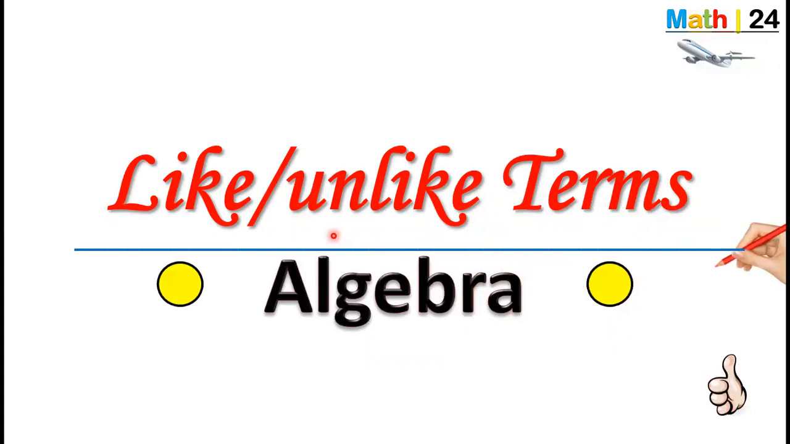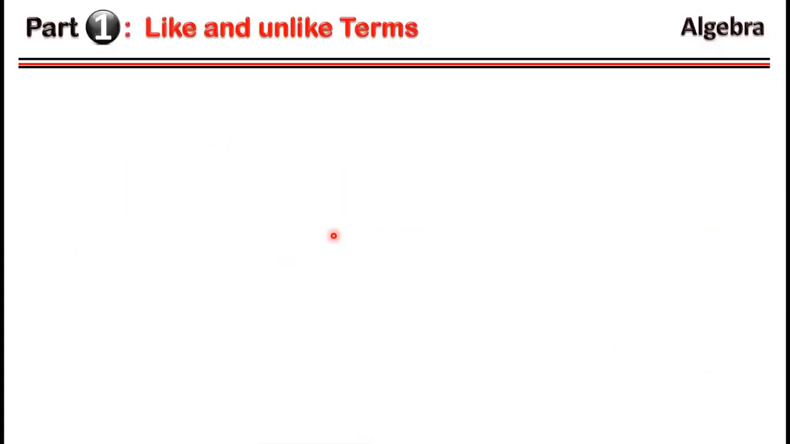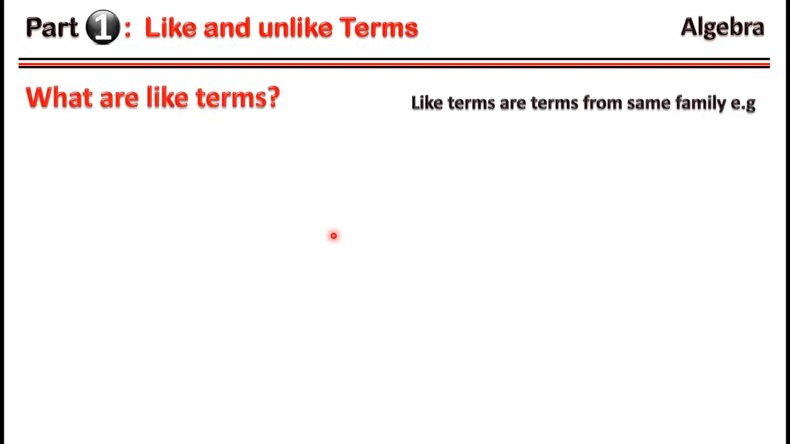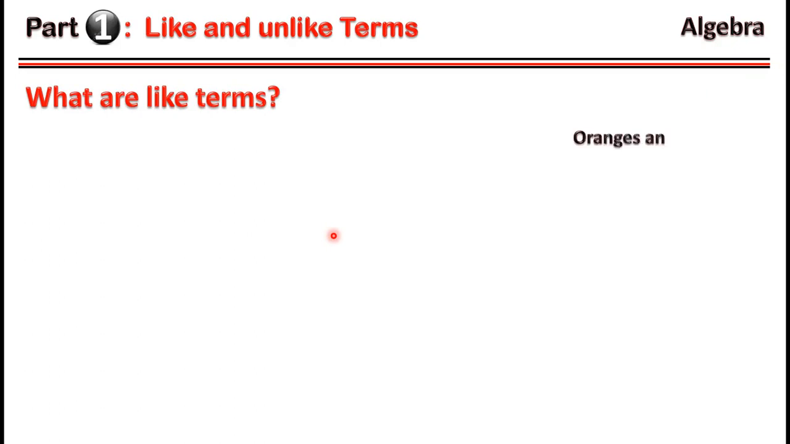So now we look at what are like and unlike terms. You always hear about like and unlike terms. Let's look at what they are. So what are like terms? Like terms are terms from the same family. And what do we mean by family? We are going to explore that here.